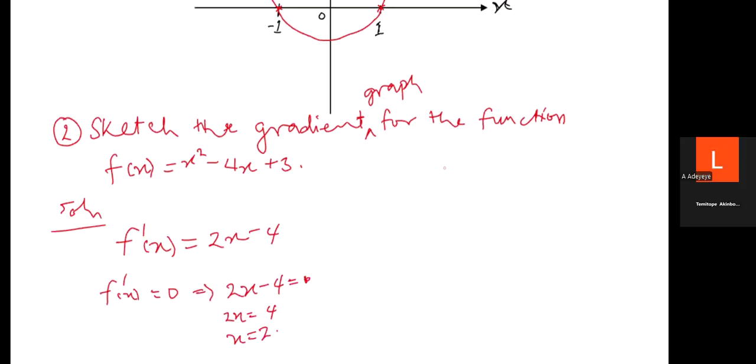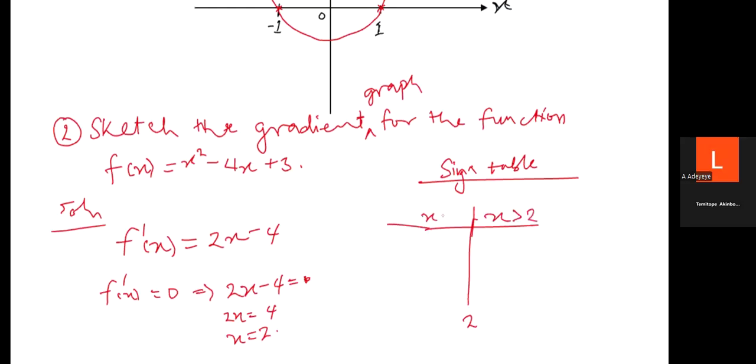Can we do a sign table for that? Only one critical number, 2. To the right of 2 are numbers that are greater than it, and to the left, less than 2. Now let's take test values. Both are positive? What does that connote?